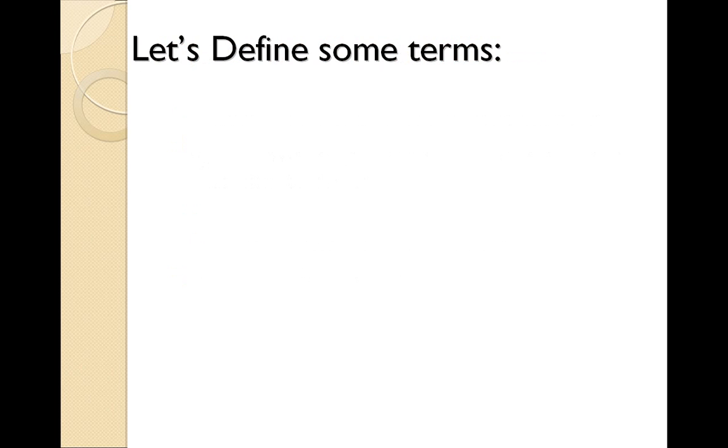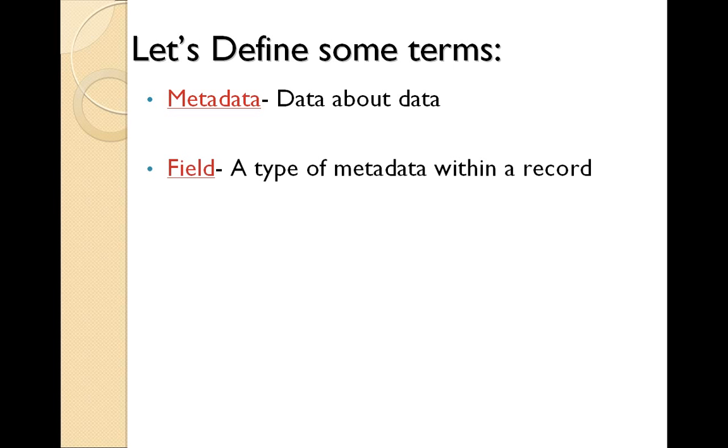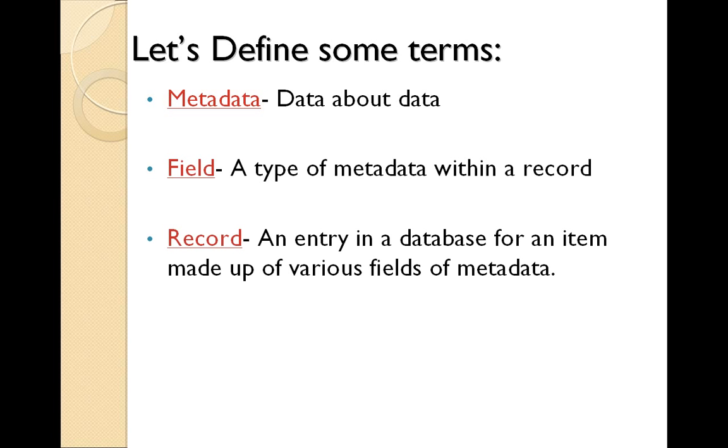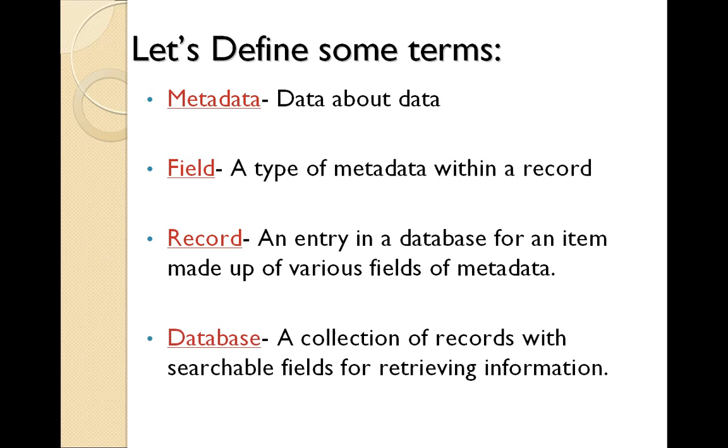Alright, so here are some terms we want to think of when we're thinking about the organization of information. The silliest word of all time: metadata. Metadata means data about data. Let that one sink in for a second, and I'll explain exactly what that is on the next slide. A field is a type of metadata within a record, and a record is an entry in a database for an item, made up of various fields of metadata. I swear this will make more sense in a few more slides. Just hold on. And a database is a collection of records with searchable fields for retrieving information.